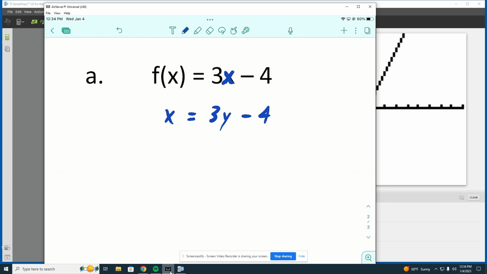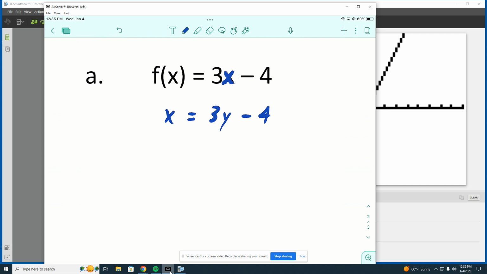Does that make sense? Look, if the original one was multiplying x by 3, what's this one going to end up doing at some point? What's the opposite of multiplying? It's going to divide by 3. You see, the purpose of switching x and y and solving for y is it allows your original function to undo. And that's what creates your what? Your inverse function. Very good.